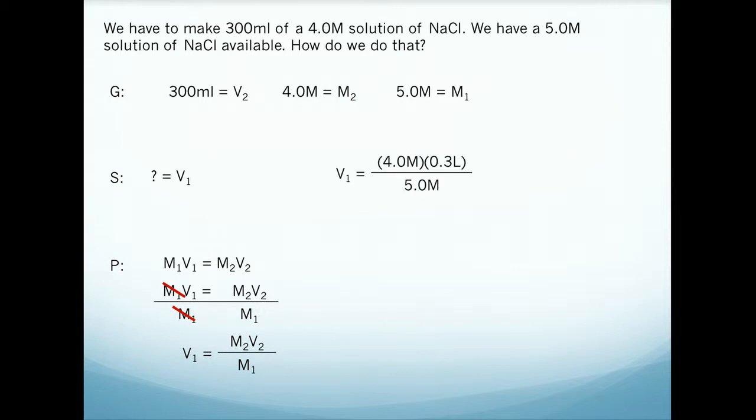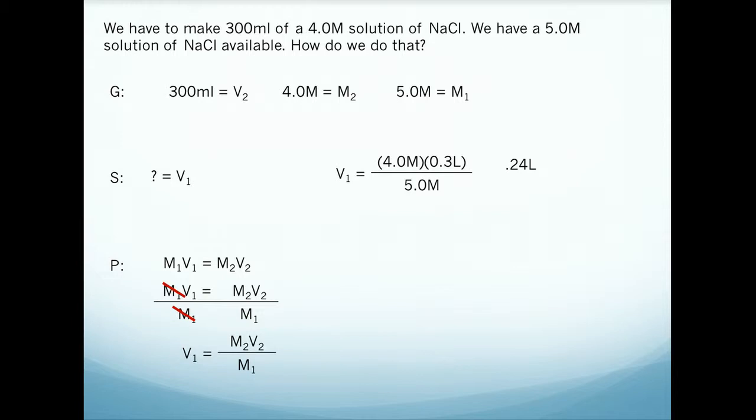Okay, so now substitute your numbers in. M2, we're going to substitute our M2 right here. V2, we're going to substitute in our V2, but it has to be in liters, so that's 0.3 liters. And M1, substitute in what you labeled M1, which is 5 molar. When we do our math for this, we can see that's 0.24 liters.